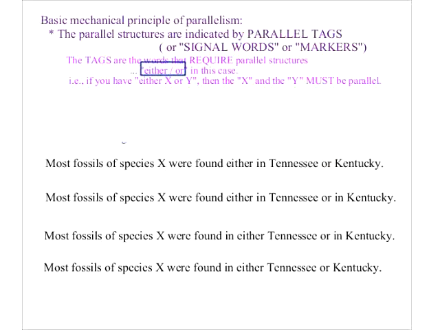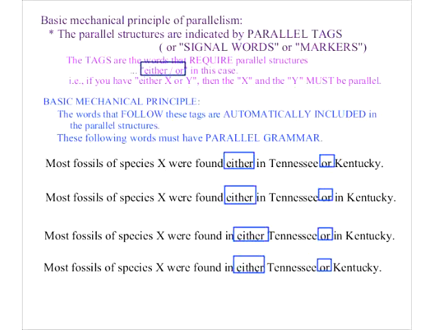So here's the basic mechanical principle behind parallelism. Here are the tags: either, either, or, or. Those are your tags. Here's the way it works. The basic principle is the words that follow these tags are automatically included in the parallel structures. Those are automatically all of those words. You are not allowed to omit any of those words from the parallel structure. So you cannot omit words that follow one of these tags. They're all counted as part of the parallel structure, and this is what helps you differentiate.